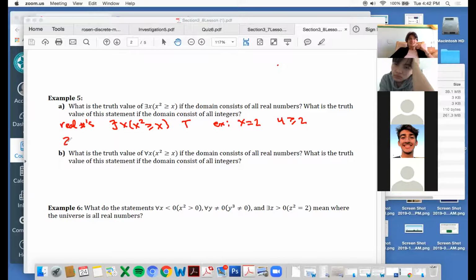If it's the integers, it's also going to be true. And this same example works too, because x is an integer here. Again, I can find one integer value for which that is true. Okay, so this is done.